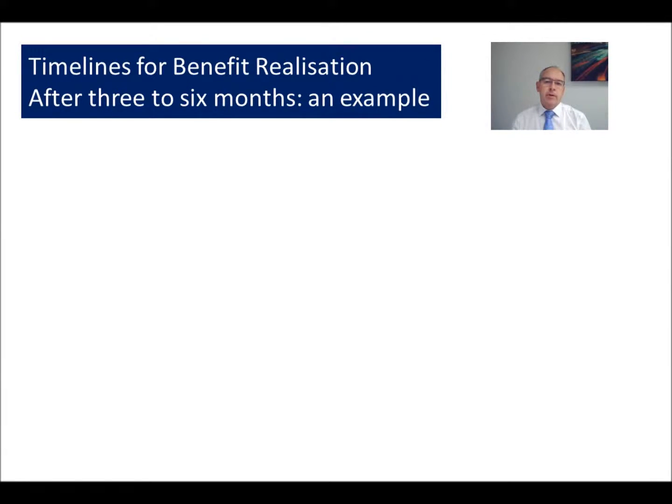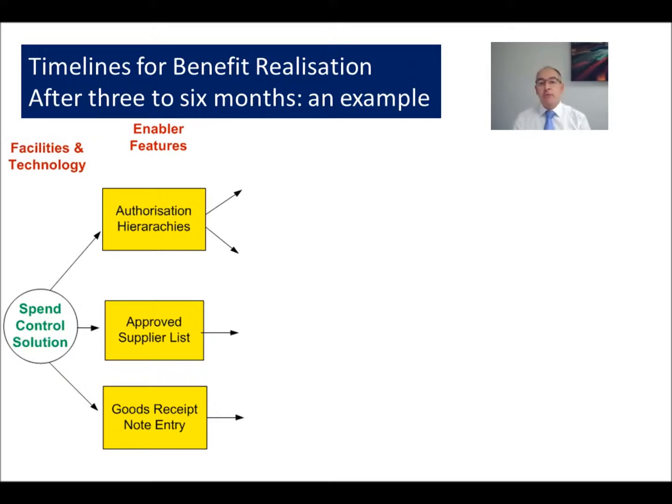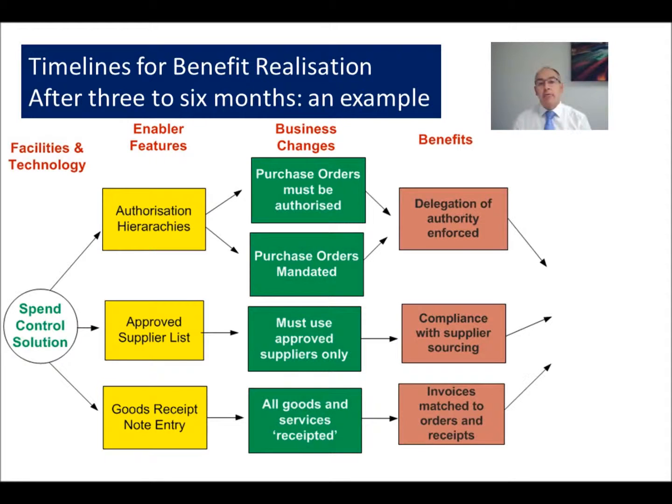If you've seen my video podcast on benefit realisation and improving governance and compliance, you'll know this diagram. The idea is that you have your spend control solution and you have your enabler features, and from those enabler features you then make business changes. And in this example it's around having a look at the purchase order mandating for all purchases. Now from that you deliver benefits into the organisation: delegation of authority enforced, compliance with supplier sourcing, and invoices matched through to orders and receipts. And that improves the governance and compliance of the organisation.